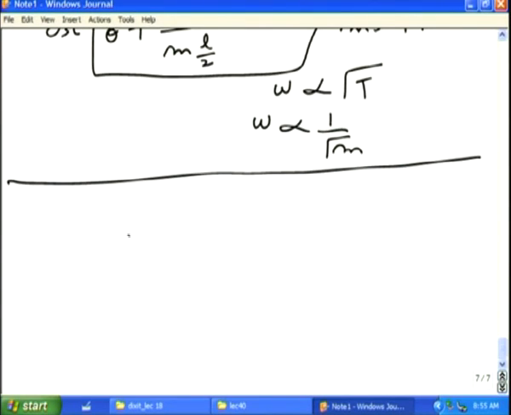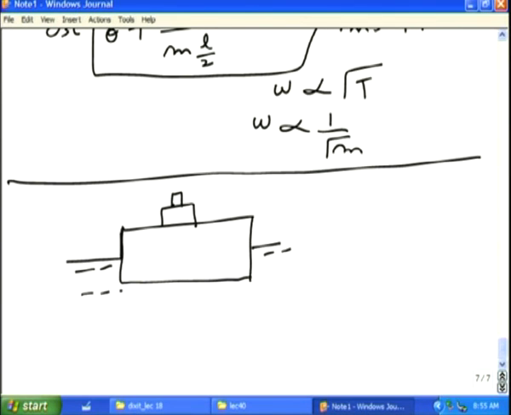Now, similarly, other cases are like this. The vibrations of the floating vessels. Assume some container or a ship which is like this, and it is in water. Up to a certain distance it is submerged.